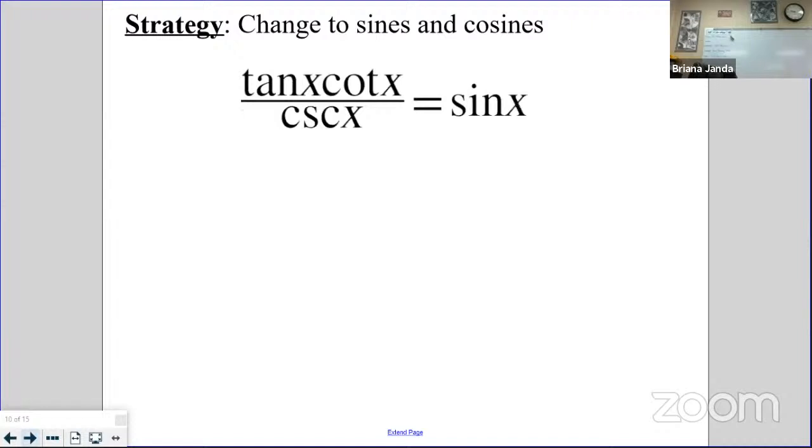I want you to try this one a little bit by yourself here. Again, sticking with the strategy of changing to sines and cosines. Let you work a little ahead of me on this one.